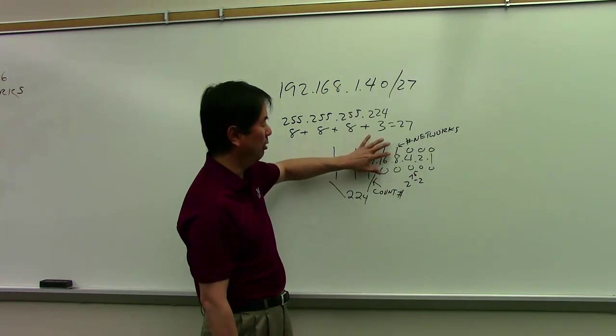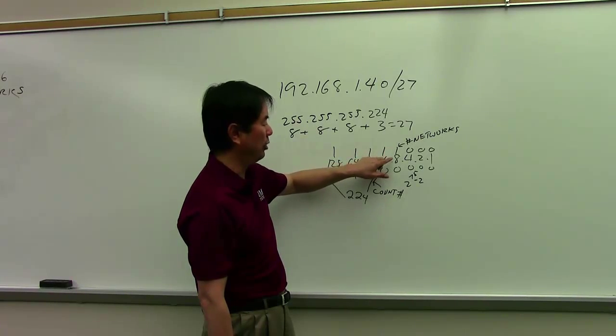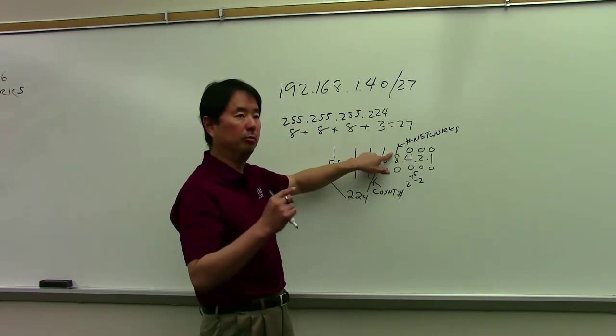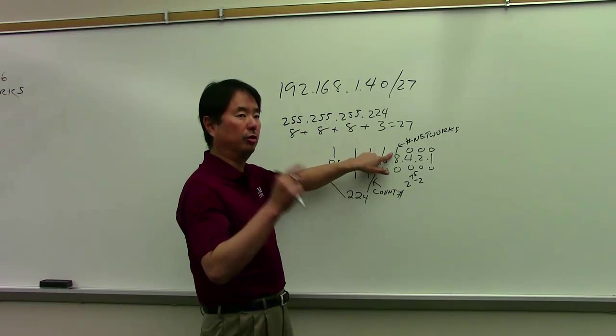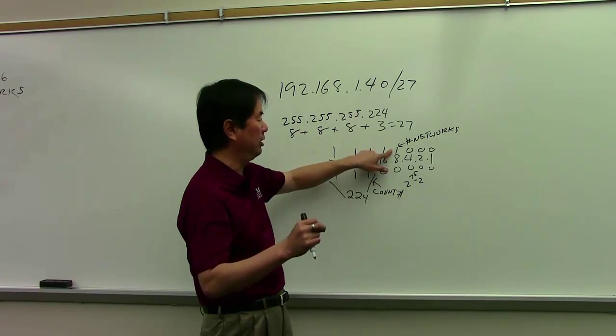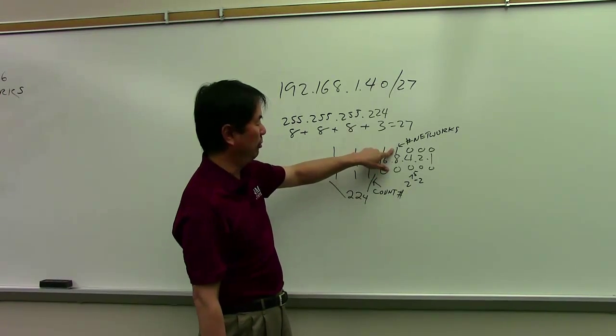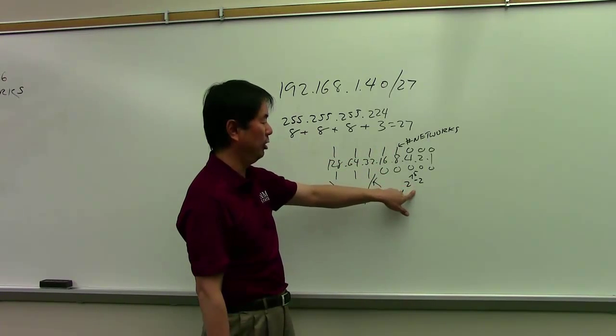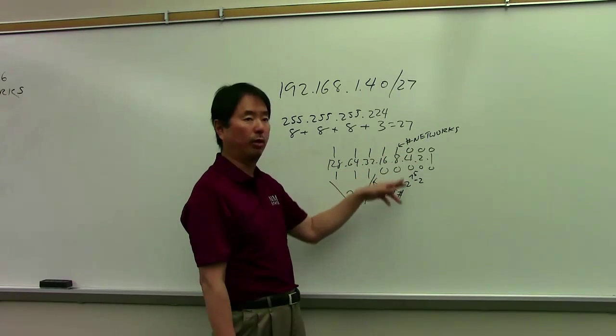Up here also as well, if it asks how many total networks you have, 8. How many usable networks? 8 subtract 2. Just remember, when it comes to Cisco, you always subtract 2 from the networks and subtract 2 from the host number to get your usables on both the network and host.